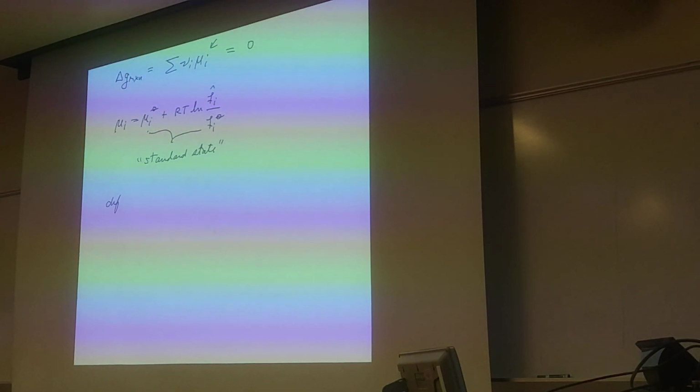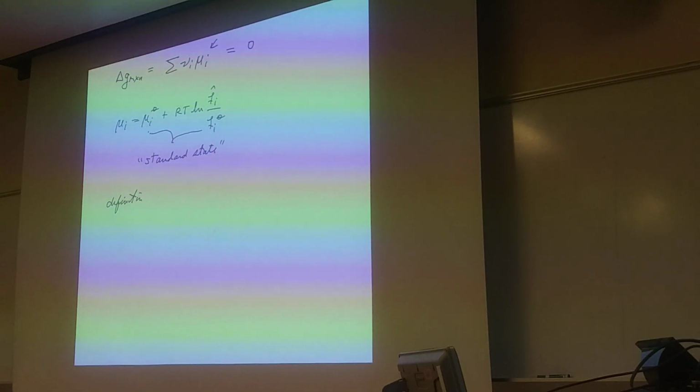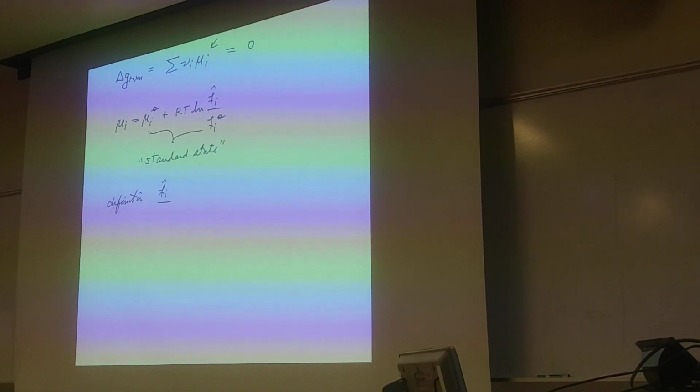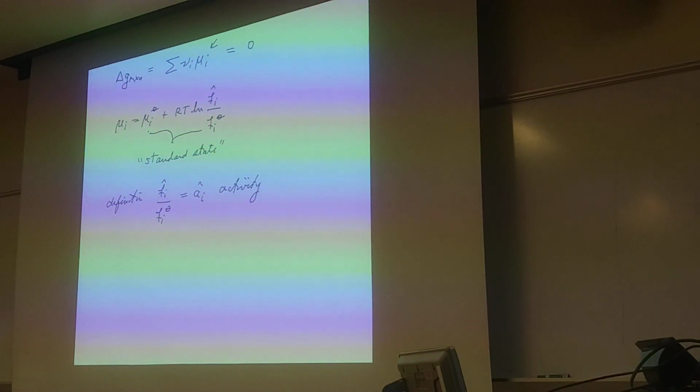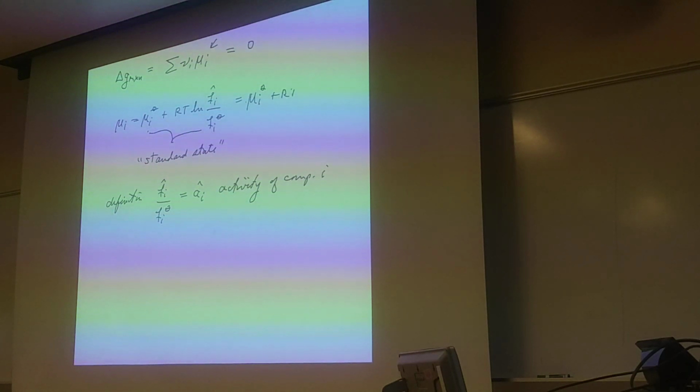So another definition here. We define this ratio of the fugacity over the fugacity in the corresponding standard state as the activity. So that would be the activity of component i in the system. And if I use that shorthand notation, this becomes μ_i standard state plus RT times the logarithm of the activity. Is that an A or an alpha? Always an A. I haven't written an alpha yet.